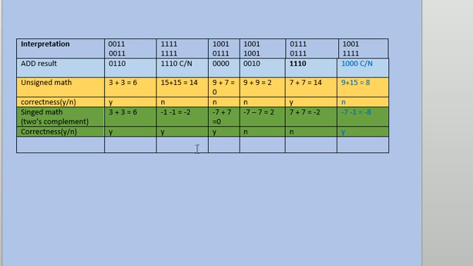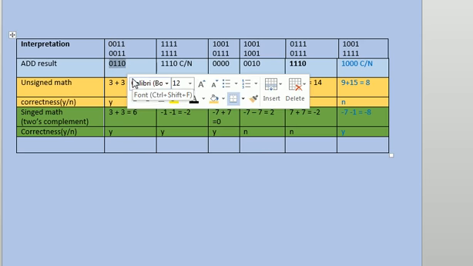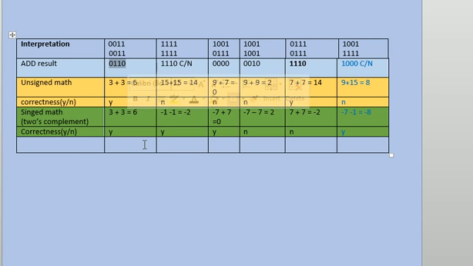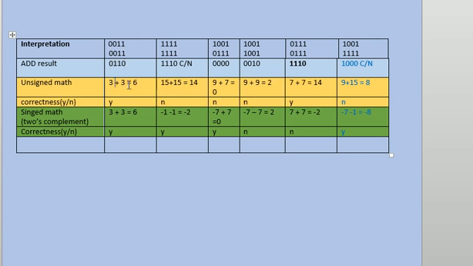Okay, so let's see. If you have this plus this, obviously you easily get this. So how do we interpret this? With unsigned math, we say we are doing 3 plus 3. Is that correct? Then you get 6, correct. But now if we claim we are doing signed math, which means 2's complement math, we have 3 plus 3, and yes, it's correct.